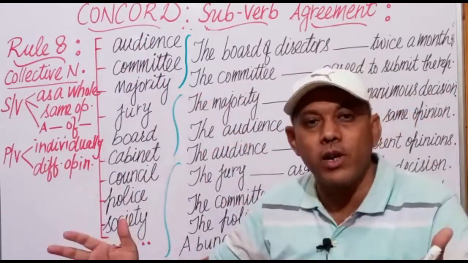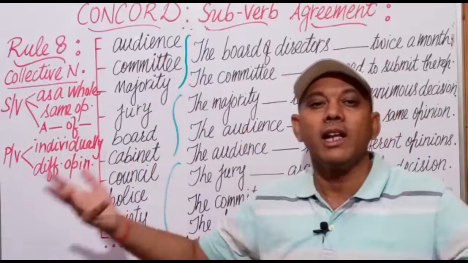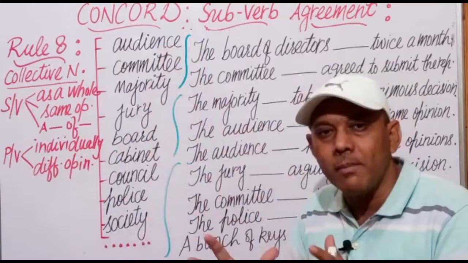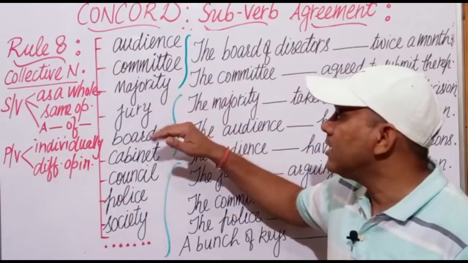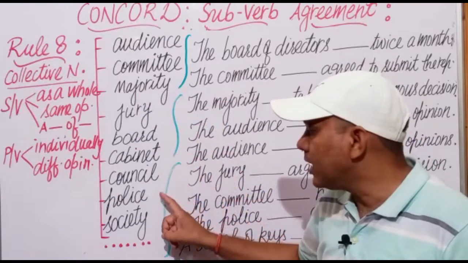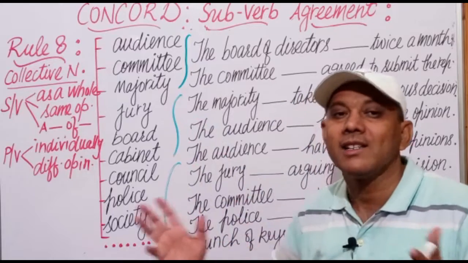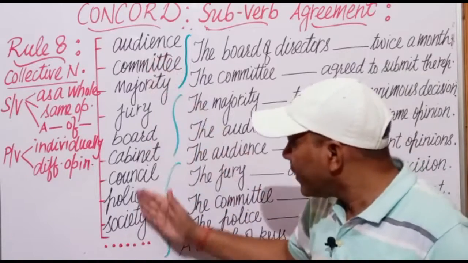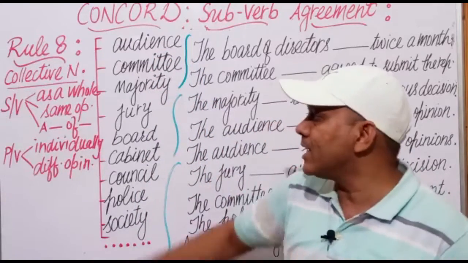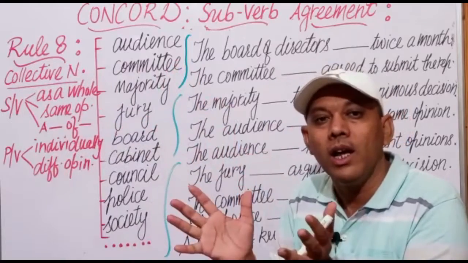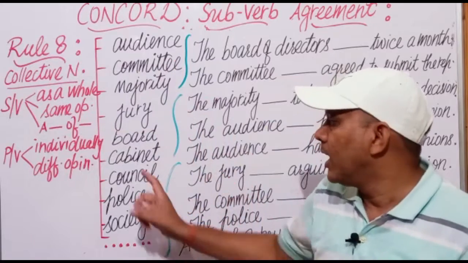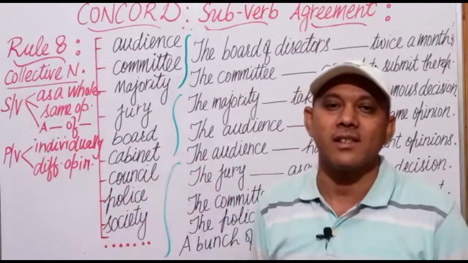For example, there are certain collective nouns. There are so many collective nouns. We can't write here all the collective nouns, all the collective subjects. But we are going to take a few examples: audience, committee, majority, jury, board, cabinet, council, police, society, etc. If these collective nouns are used as a subject in a sentence, then we have to decide whether they are used as a whole, having the same opinions, or as individuals, having different opinions.